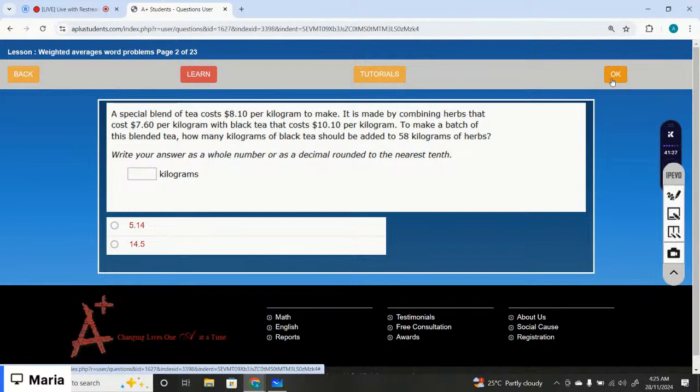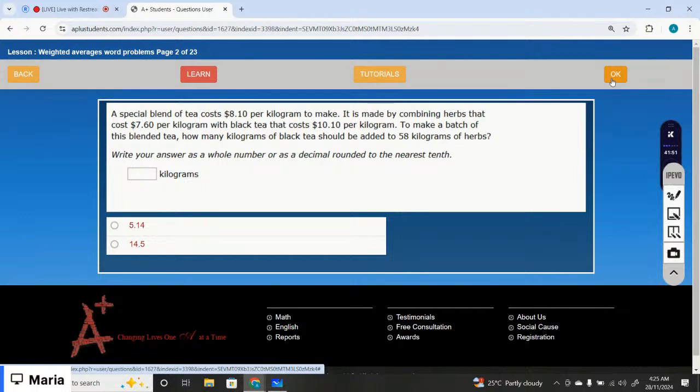A special blend of tea costs $8.10 per kilogram to make. It is made by combining herbs that cost $7.60 per kilogram with black tea that costs $10.10 per kilogram. To make a batch of the blended tea, how many kilograms of black tea should be added to 58 kilograms of herbs?